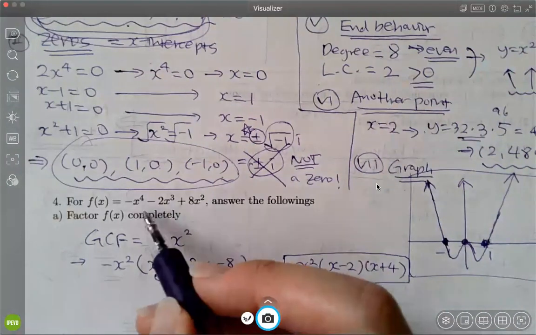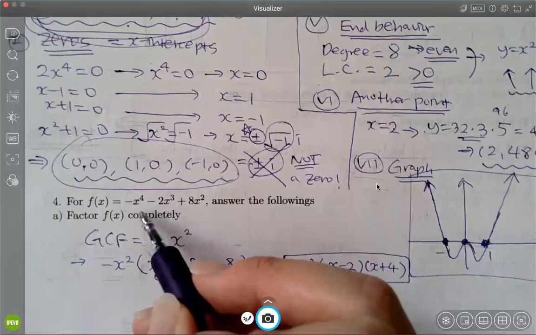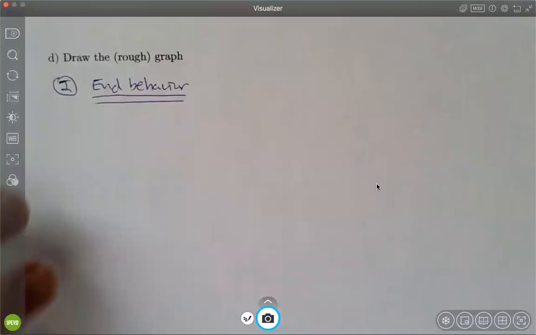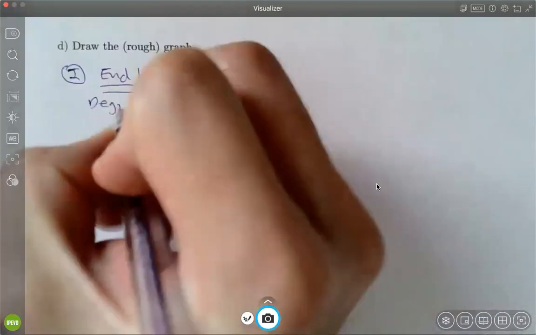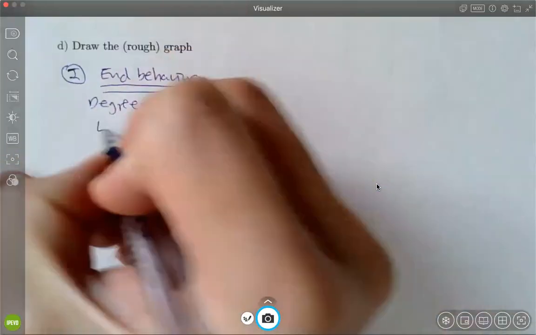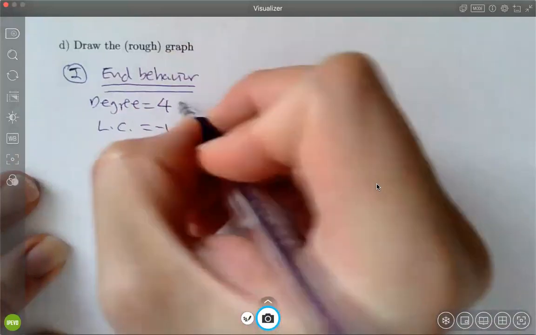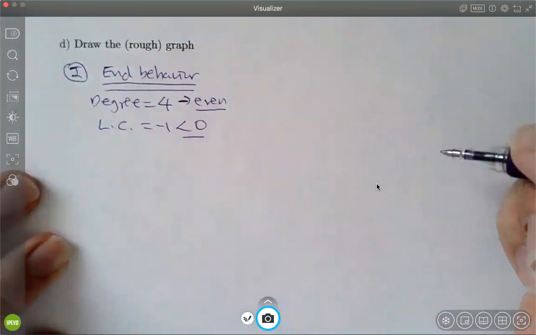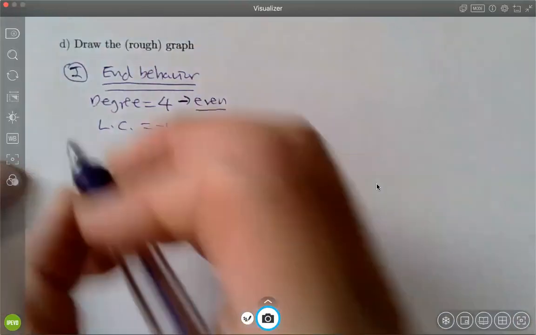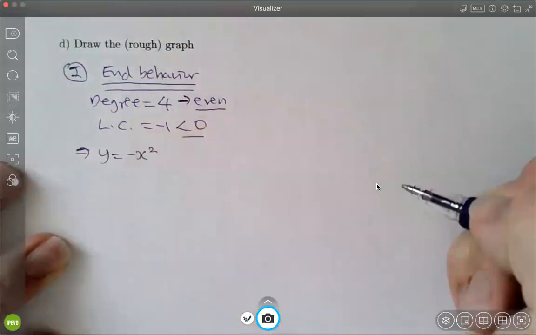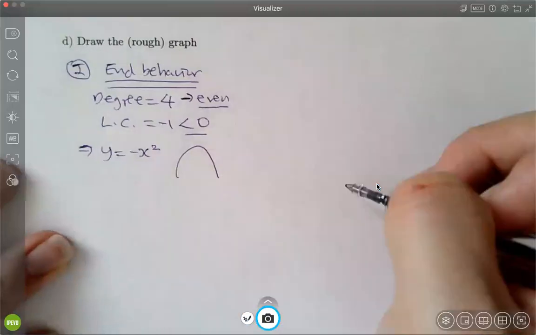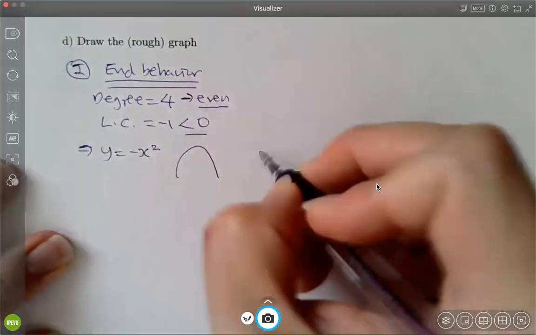So the degree is 4, and the leading coefficient is negative 1. So the degree is even and the leading coefficient is negative. So what's the simple function? Negative x squared, whose graph is an upside down U. So the end behavior is down, down, right?